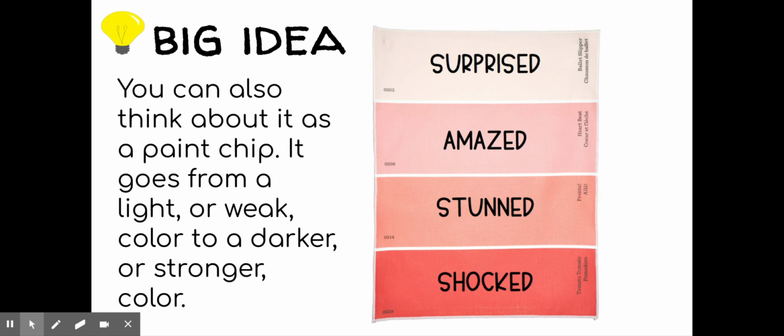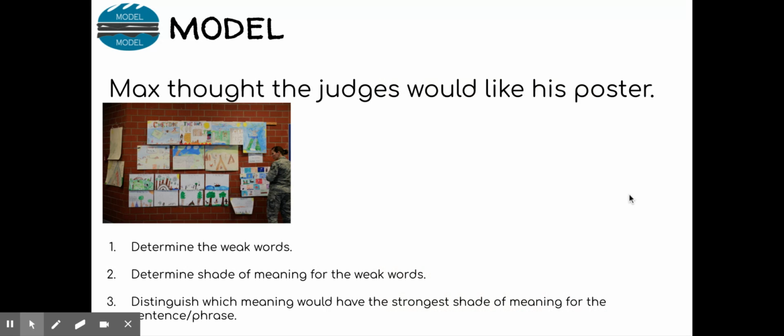I also want you to think about shades of meaning as a paint chip. These are paint chips that we can find at Lowe's or Home Depot, but we think of shades of meaning of words as the shades of different paint colors going from light to dark. So surprised, amazed, stunned, shocked, and how those words transition to stronger or darker words.